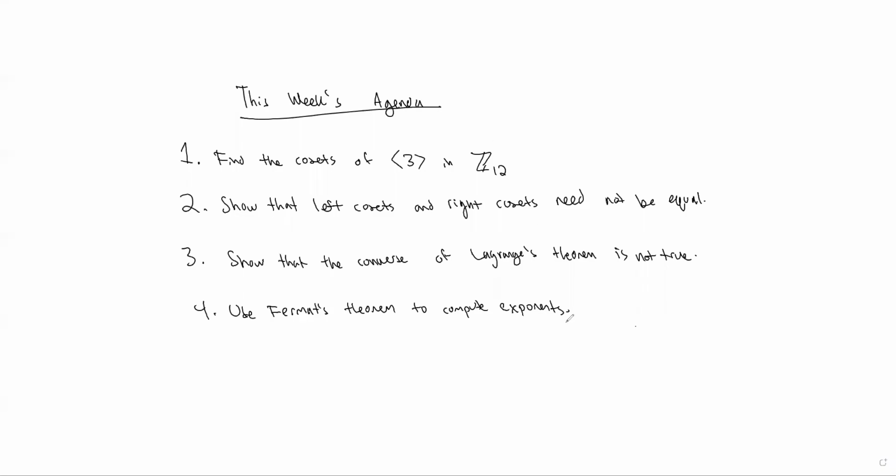Okay, so this week's agenda: find the cosets of the subgroup generated by 3 in Z12, show that left cosets and right cosets don't need to be equal, show that the converse of Lagrange's theorem is not true, and use Fermat's theorem to compute some exponents mod p.